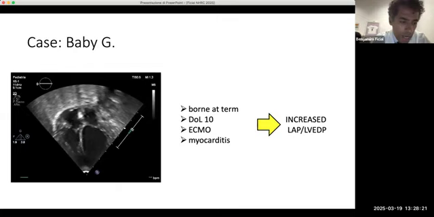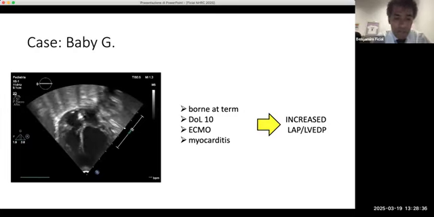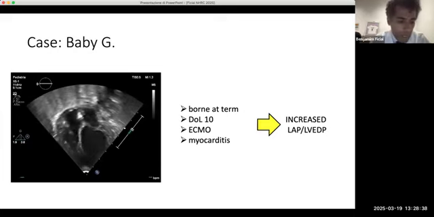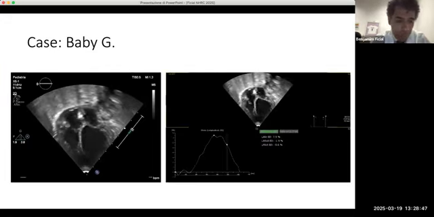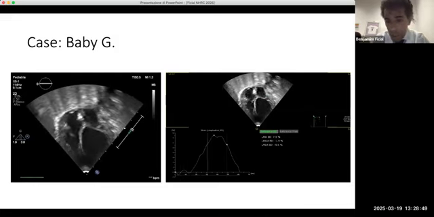As you can see, the LV contracts very poorly and the mitral valve barely opens. We can therefore assume that the LV end-diastolic pressure is increased and the left atrial pressure is very high. And what about the left atrial strain reservoir? As you can see, it is 7.5%. Did I convince you? I hope so.